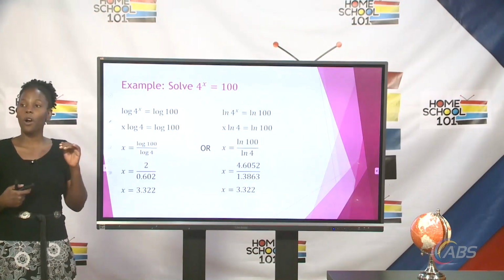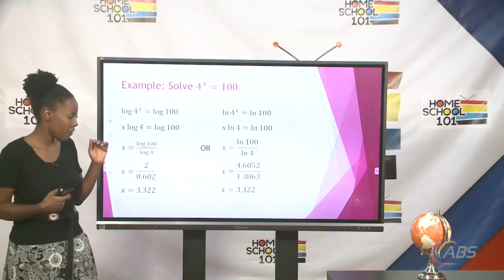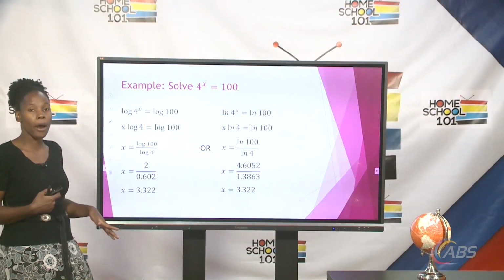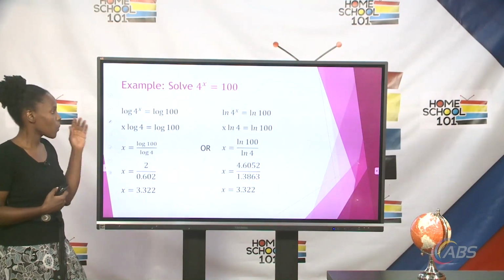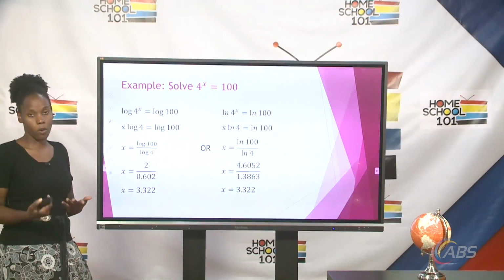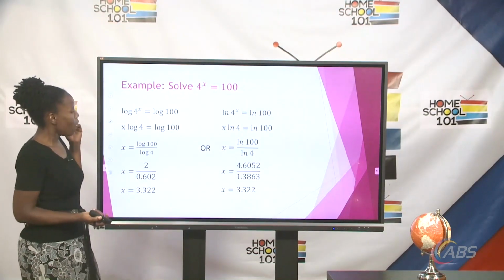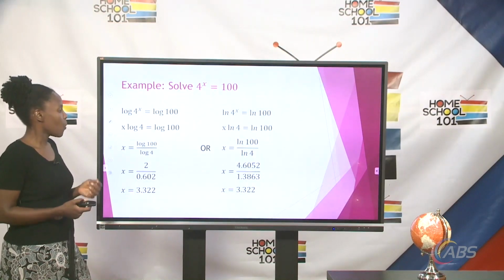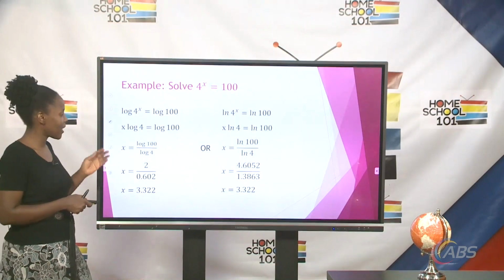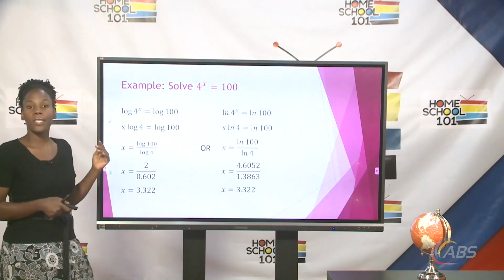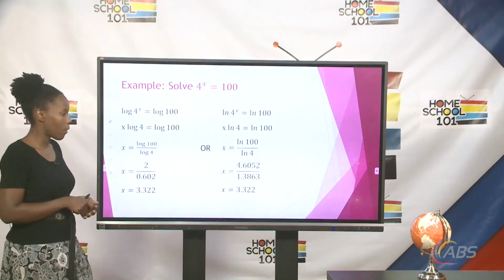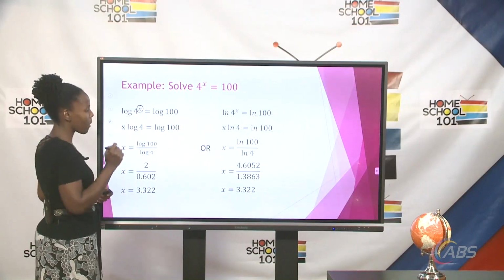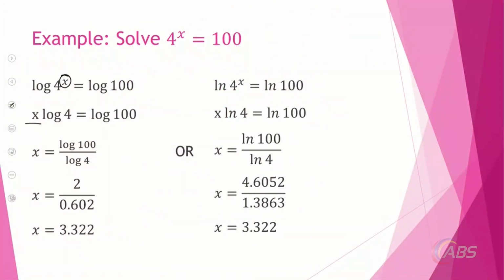The key thing to note is that on your calculators, you can only find logarithm to the base 10 or the natural logarithm. So we take the logarithm of both sides. We then apply the property which states that once we have a power, we simply multiply the logarithm by the power. Here the power is 4, so I multiply the logarithm by that power. So it becomes x log 4 is equal to log of 100.